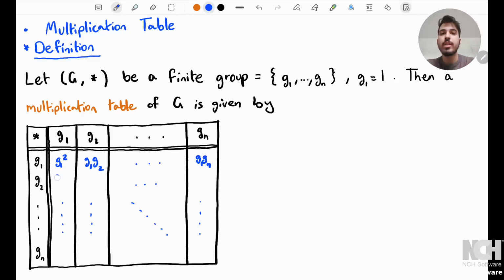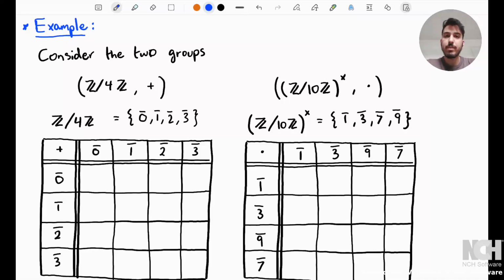g2g1 is g2g1. g2g2 is g2 squared. And lastly, g2gn. And in the last row, we just fill out the table the same way. We get gng1, gng2, gngn. And that, the table, gives you all the possible outcomes of the products of the elements in the group G. We will now consider some examples on the multiplication tables.